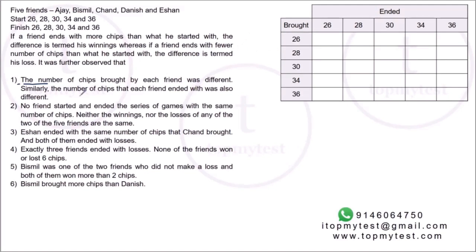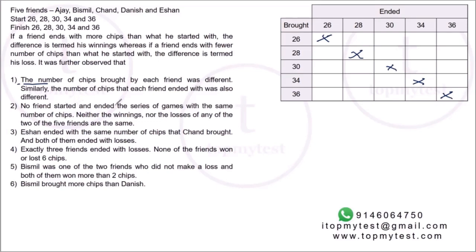All right, let's try to fill this up. The number of chips brought by each friend was different, and the number of chips each friend ended with was also different. As we discussed, you can fill only one person in a row and only one person in a column. No friend started and ended the series of games with the same number of chips. So whoever started with 26 cannot end with 26. Similarly, whoever started with 28 cannot end with 28, whoever started with 30 cannot end with 30, whoever started with 34 cannot end with 34, and whoever started with 36 cannot end with 36.